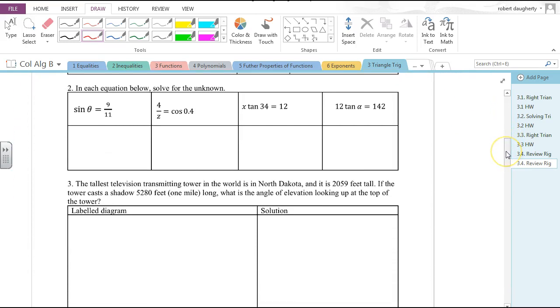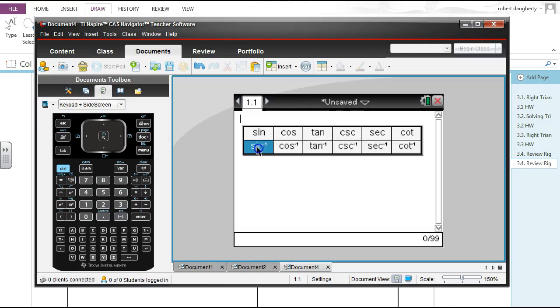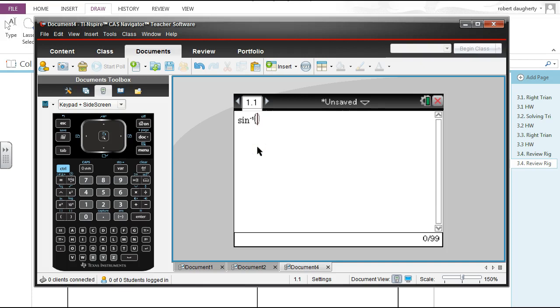Problem number 2, solve for the unknown. And this is where you will be using your calculator. So anytime I'm solving for the angle, I need to use the inverse function. So I've got to use the inverse sine, or the arcsine is another way of saying that. So theta is going to be the inverse sine of 9/11. So on my calculator, I'm just going to do trig function, the inverse sine, and 9 over 11.